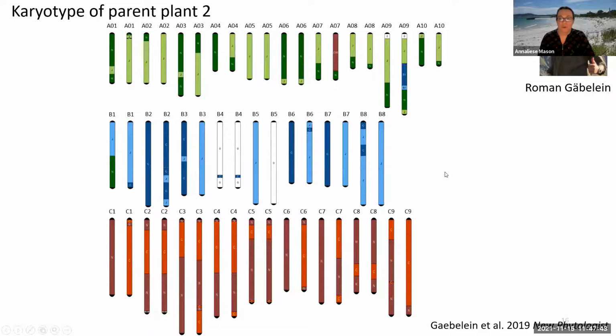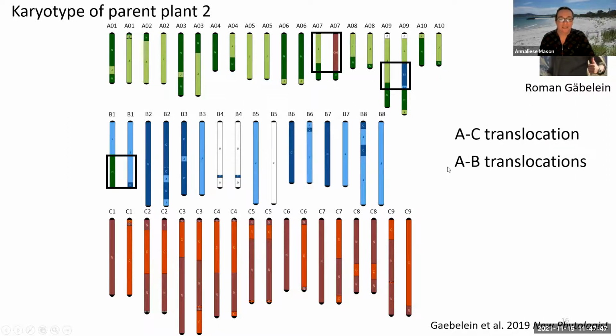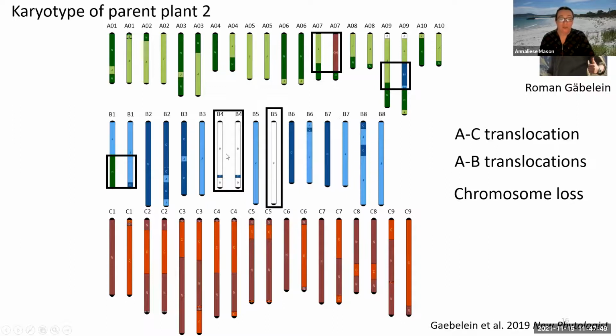I just wanted to show also this is not highly reproducible. So here's another AC translocation. There's an AB, and then we have a loss of a whole chromosome pair this time. This is a bit worrying because this is unrecoverable aneuploidy. There's not going to get another B4. If it's got one copy of B5, there's a chance some self-pollinated progeny will have 2 copies. But in this case, that B4 chromosome's gone forever. Has to cross with something else.